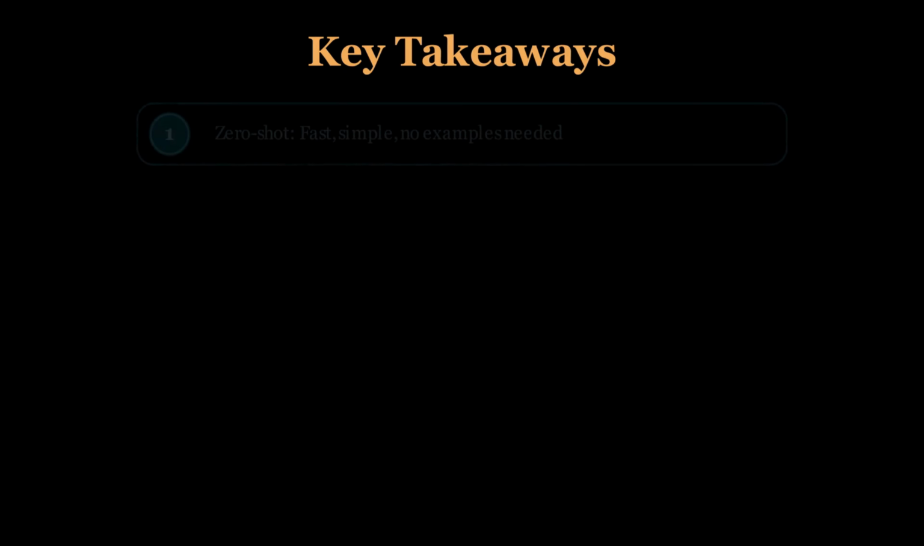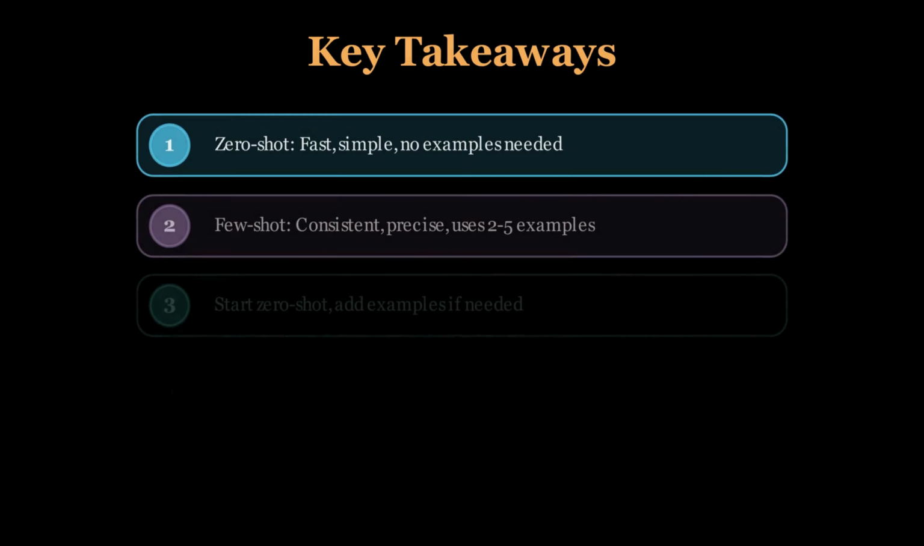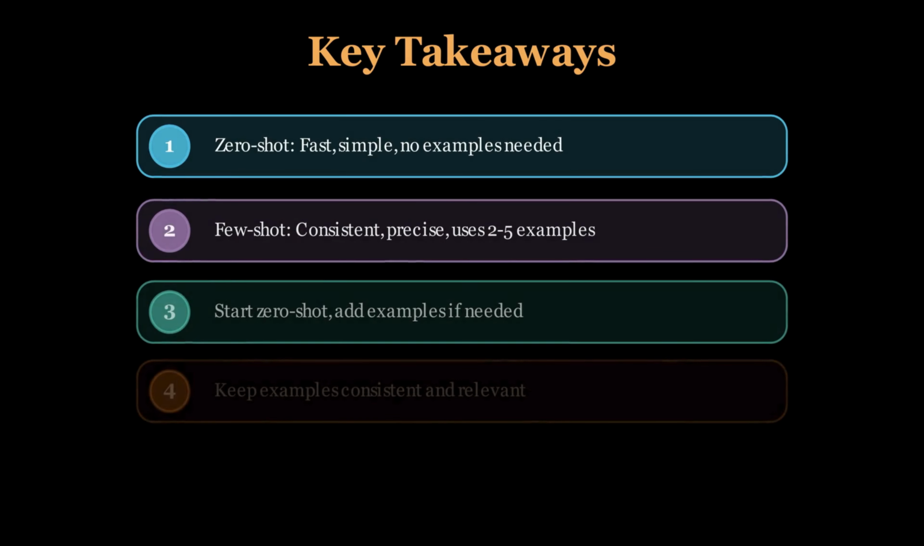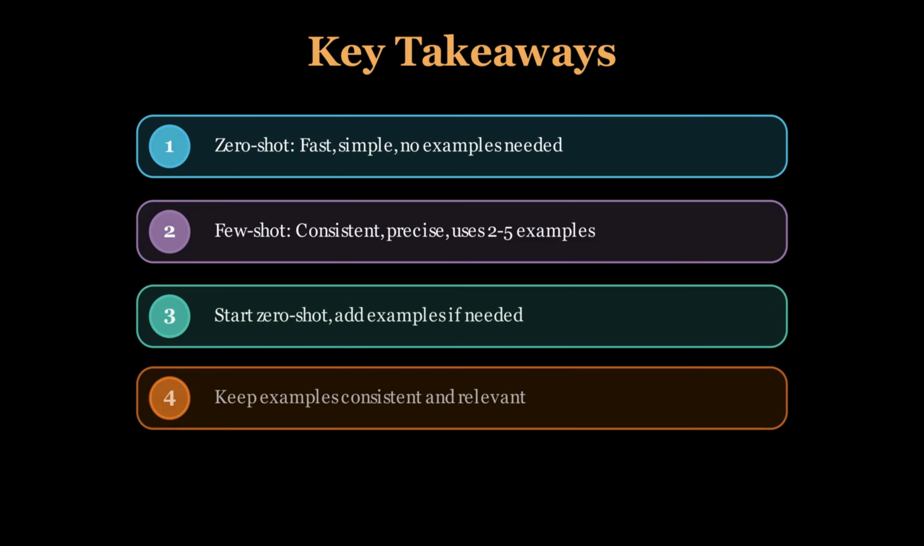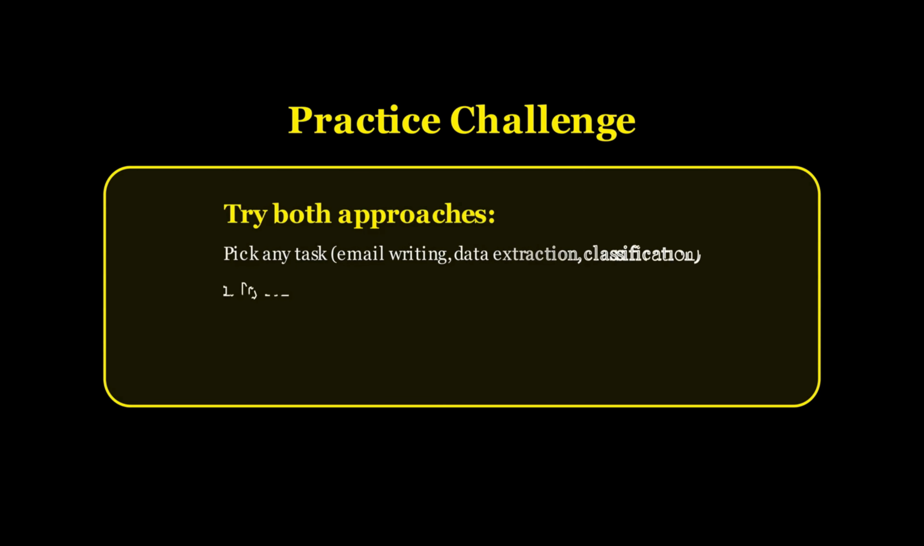Key takeaways. Zero-shot is fast and simple when no examples are needed. Few-shot is consistent and precise using 2 to 5 examples. Start zero-shot and add examples if needed. And always keep examples consistent and relevant. Here's your practice challenge. Pick any task. Try it zero-shot. Then try it few-shot with 3 examples. Compare the results. You'll see the difference immediately.